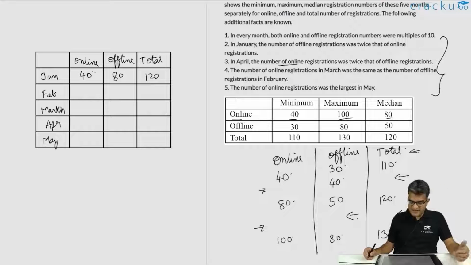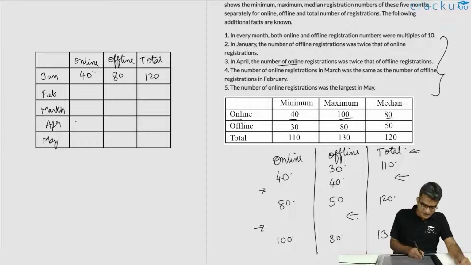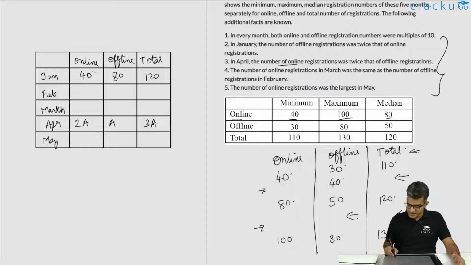Similarly, in April, it was the other way around. The number of online registrations was twice that of offline registrations. So if you assume that this is 2A and this is A, again we are getting this to be 3A, which is a multiple of 3. The only multiple of 3 between 110 and 130, which is also a multiple of 10, is 120. So this has to be 120.